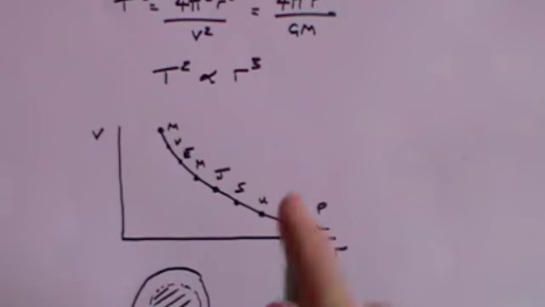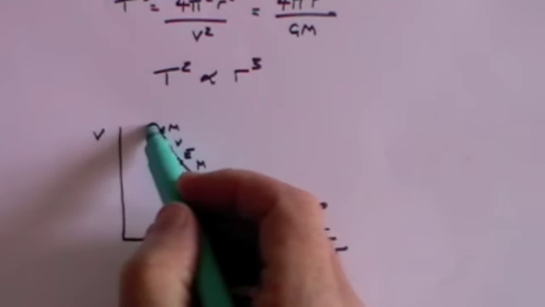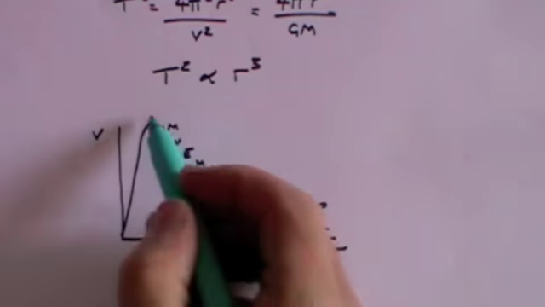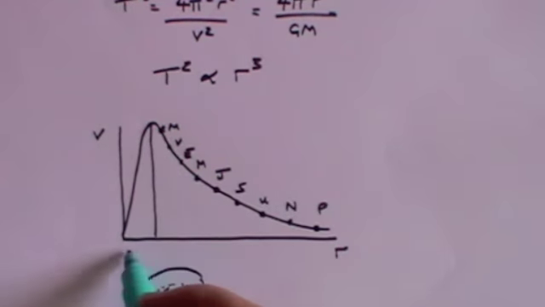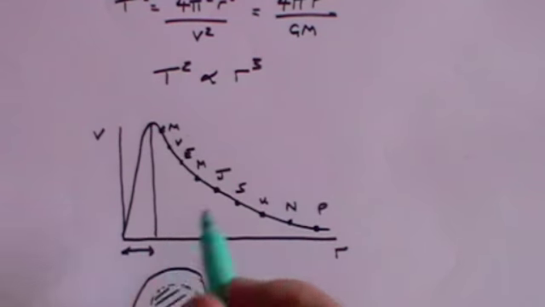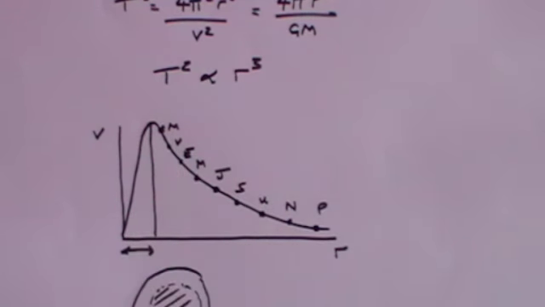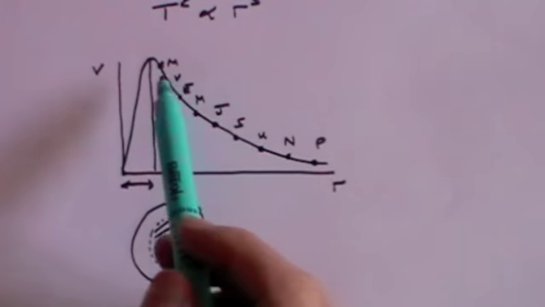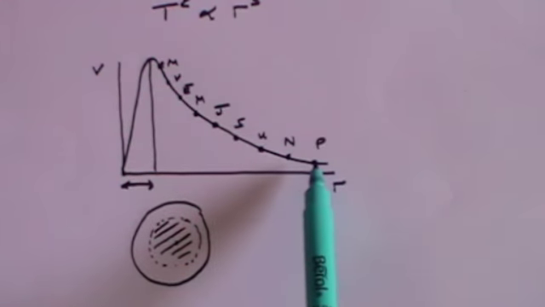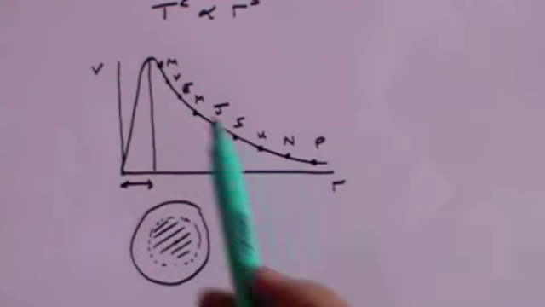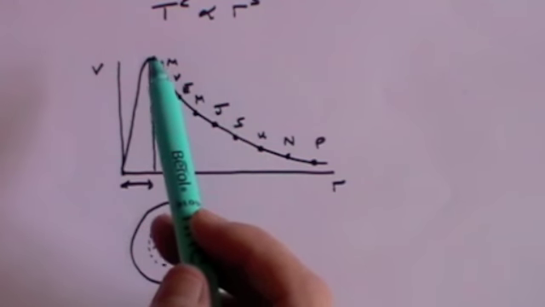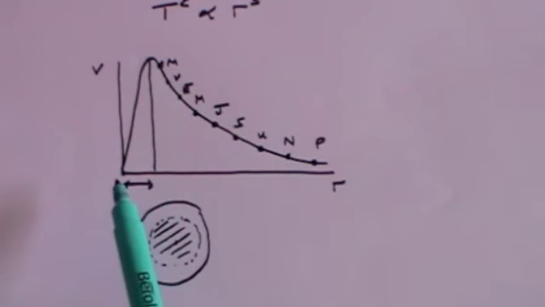And what you therefore find is that the pattern would look something like this. As soon as you get inside the Sun, that's this section here, the velocities start to fall again until at the centre of the Sun, the velocity is zero. So that's the pattern of planets orbiting the Sun. The further out you are, the slower the velocity. If you could have a planet orbiting inside the Sun, that also would have a lower velocity as it got towards the centre of the Sun.